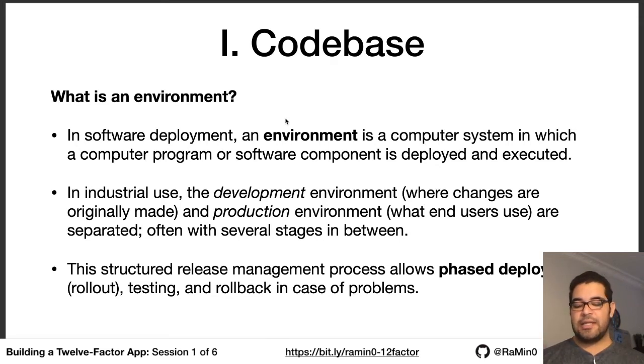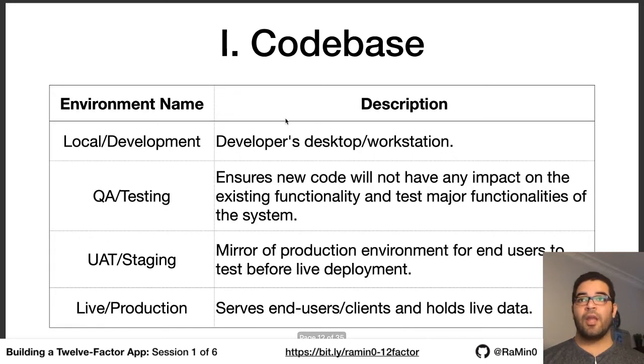And usually the deployment of an app goes through these stages until it reaches the last environment, just to make sure that throughout these stages nothing happens that is not expected that would then propagate until the production environment. So yeah, as I said, this structured release management process allows for phased deployments or rollout, testing, and rollback in case there are any problems. So these are an example of what kind of environments you can have and what each one of them is being used for.